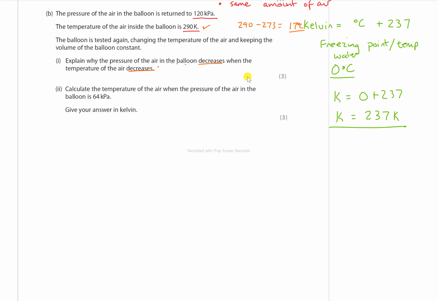It's to do with the kinetic energy. So what I'm going to do is add that here. So the kinetic energy of the particles decreases. So there's fewer collisions with the balloon wall.